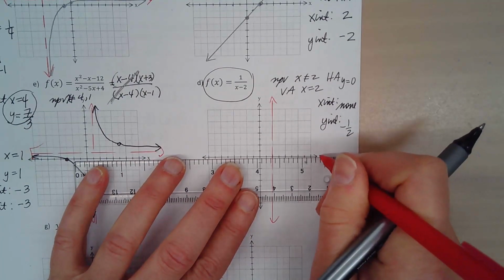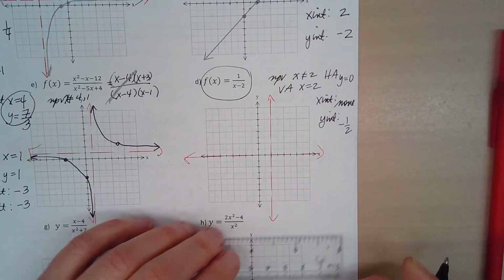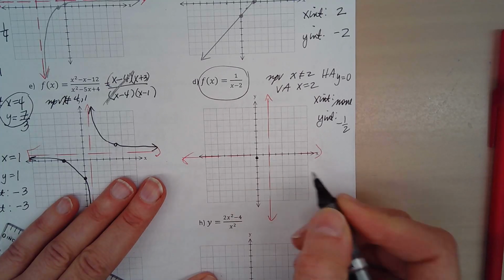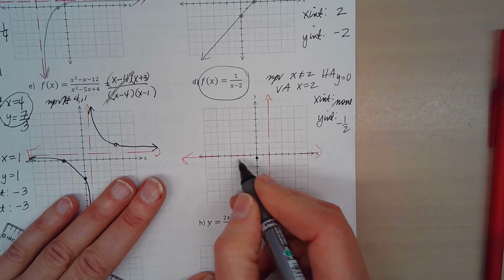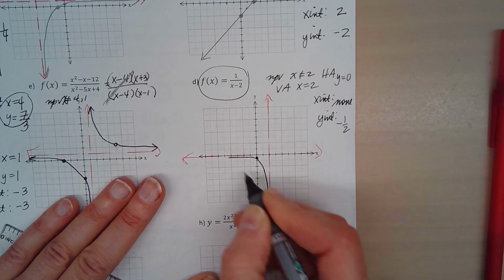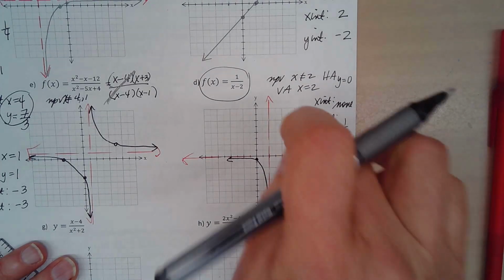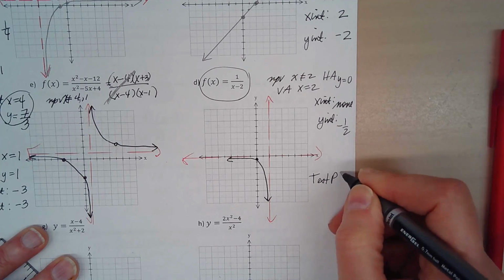X-intercept is the other. Y-intercept is -1/2. And I think that's it, right? Okay, so I'm going to say that this section does here. Now, I'm pretty sure that this is just one of my traditional ones. I'm pretty sure my graph's up here, but I don't know for sure until I do a test point.